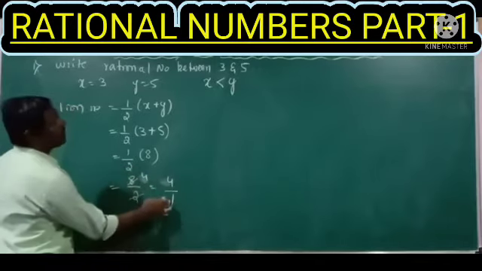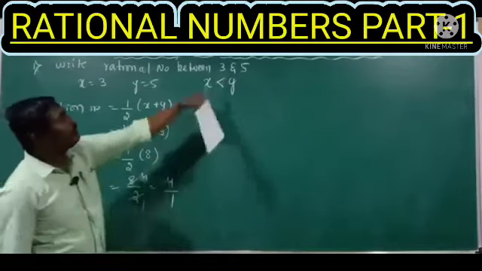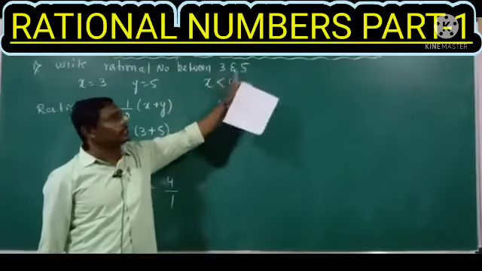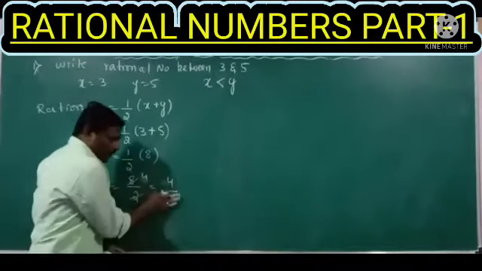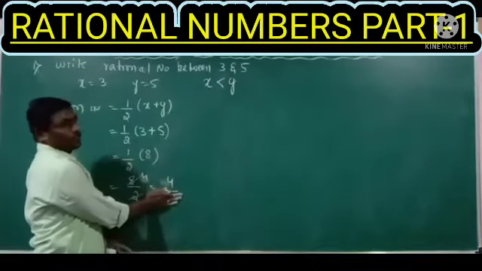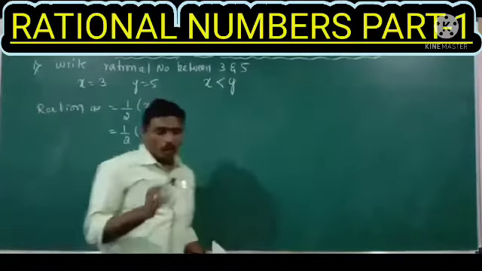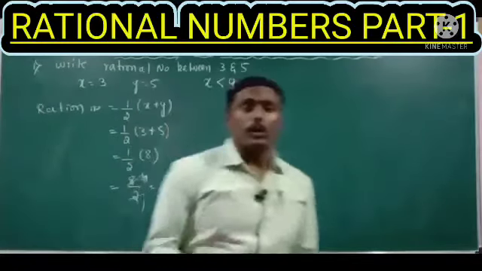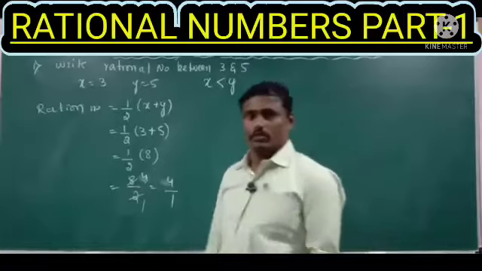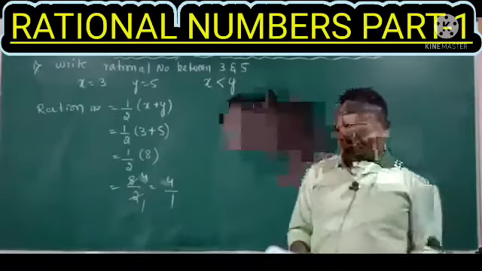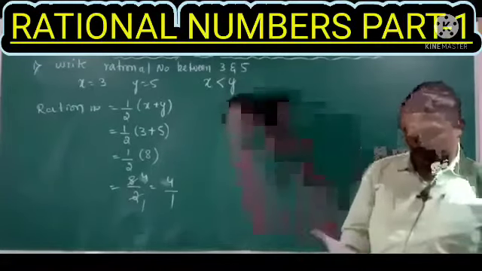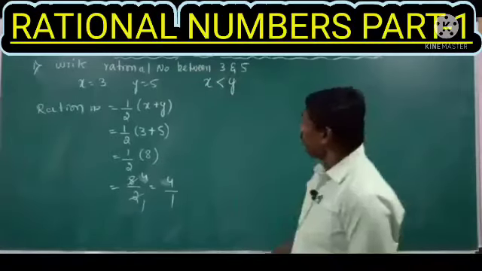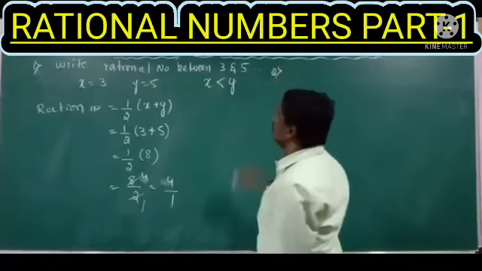4 by 1 is one of the rational numbers between the two given numbers 3 and 5, or you can also take it as 4. 4 is a rational number. The denominator of all natural numbers and whole numbers is always 1 only, right? So this is the first type of question. Next one, second one.